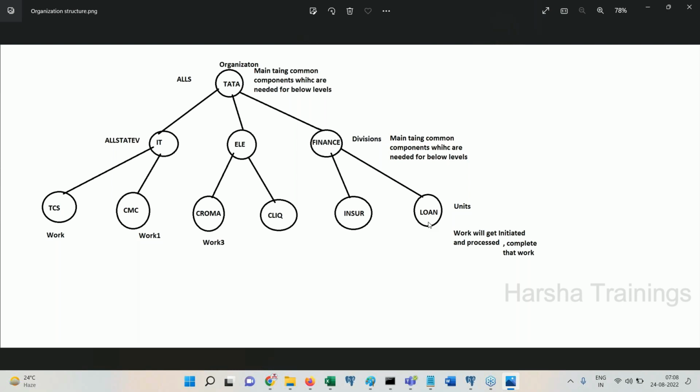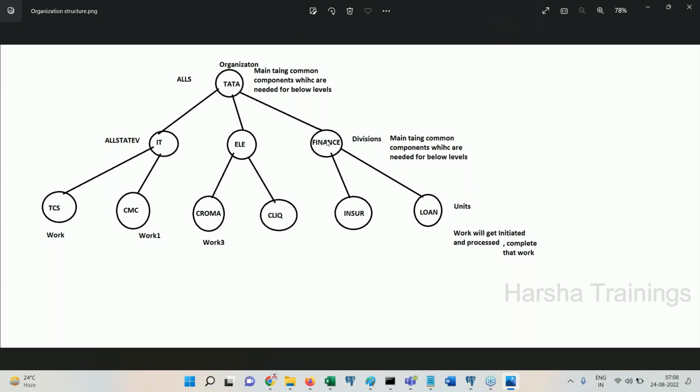If you directly go to the Tesla company and ask them, I wanted to purchase a car, they cannot process the transaction there. And there will be intermediate distributors, right? If you directly go to a distributor, they also do not have rights to sell the product. Only the units are the ones where business transactions will get initiated, processed, and finally completed. Then what is the purpose of organization and division? Why do we need organization and division?